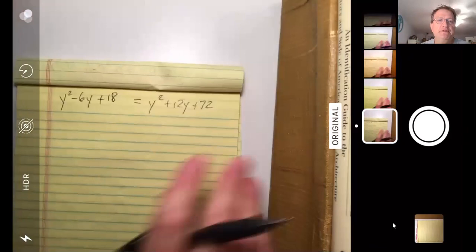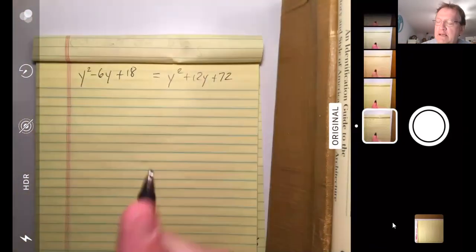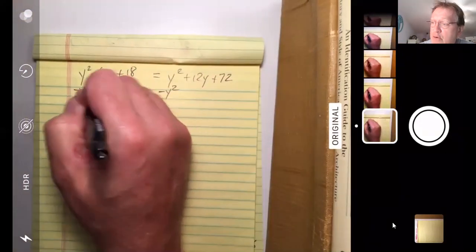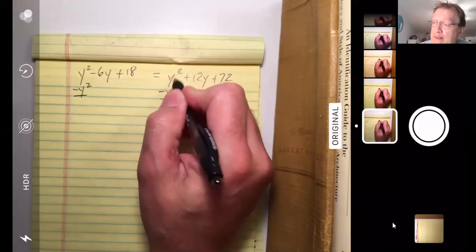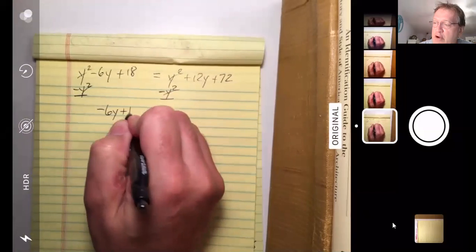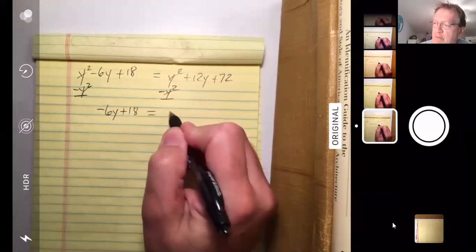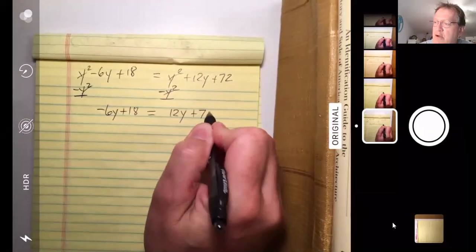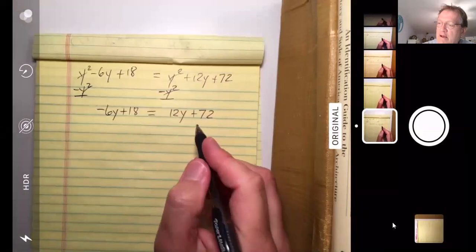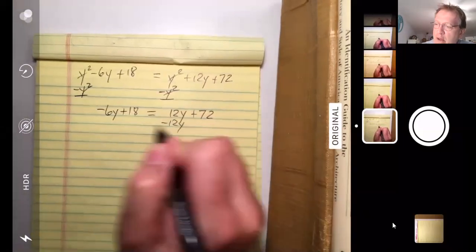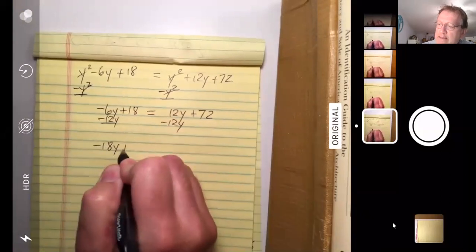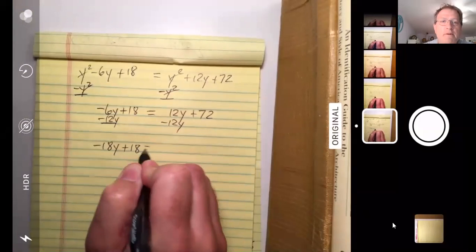Now I'm just going to move the pieces from the right to the left. Minus y squared, so that goes away. You might be able to do this quicker. Again, it's my first time through something like this online, so I'm doing it pretty slowly, step by step. You probably could do all the pieces all at once if you wanted to. Minus 12y gives negative 18y, add 18 equals 72.